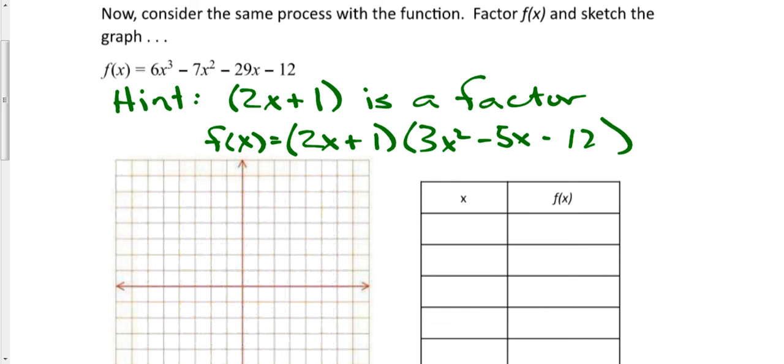Can we factor this? Yes, you can. So your job for tomorrow, have this factored, and then try and figure out what your graph might look like. That's your job for tonight.